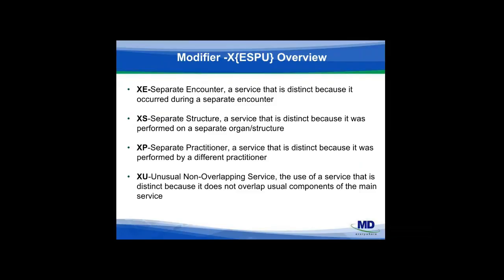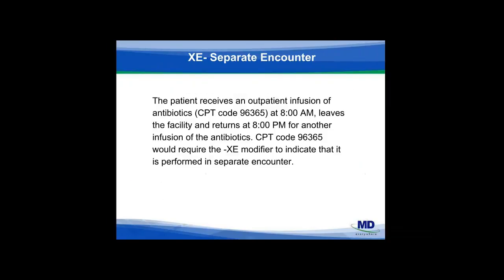The XEPSU modifiers, as they're referred to, are listed here. XE designates a separate encounter. XS should be used for a separate structure, a service that is distinct because it was performed in a separate organ or structure. XP, where a separate practitioner performed the service. And then the XU, which is for unusual non-overlapping services. And here I'll go over a couple of examples of where each of these would be appropriate to use.